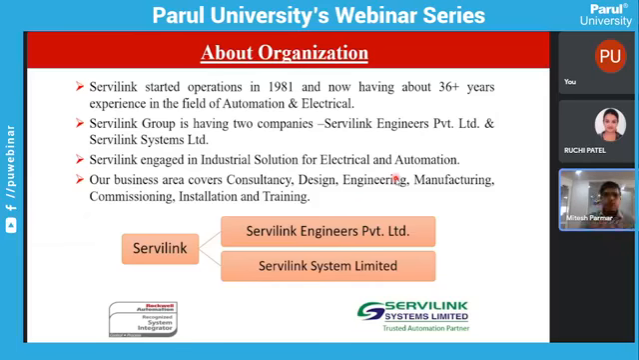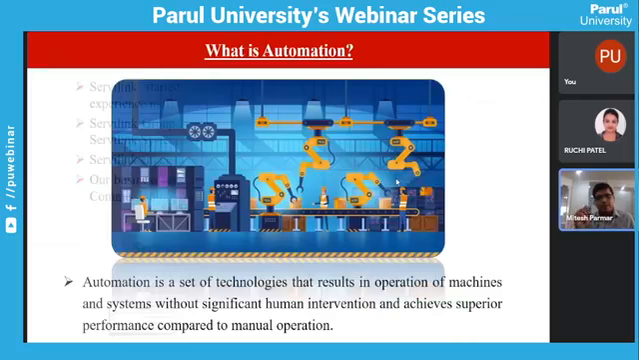So we'll have some introduction about industrial automation, then I will share the basic equipment or basic components that are used in industrial automation, as well as some brief about particular products, like some controllers and some software. Then I will show you an actual panel of the automation systems, as well as some of the components that I have available here, so that I will share with all of you. So let's get started.